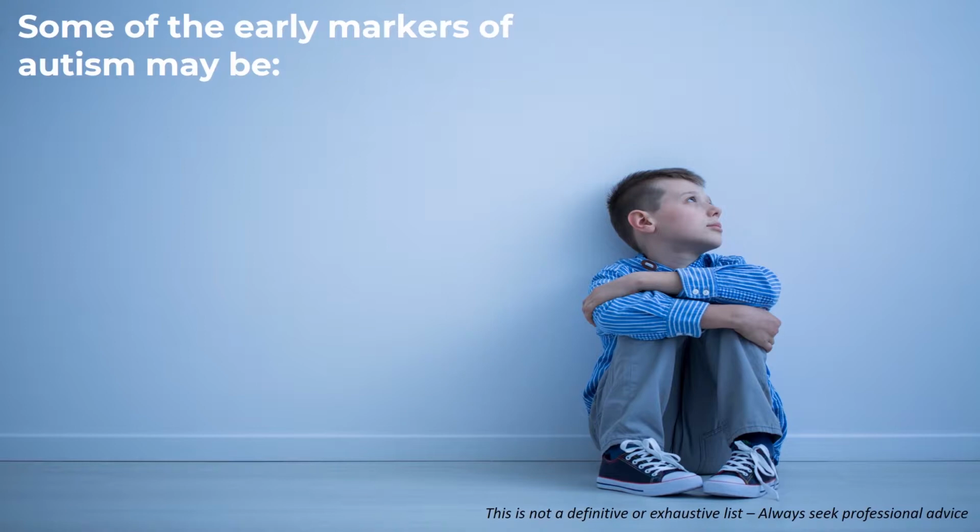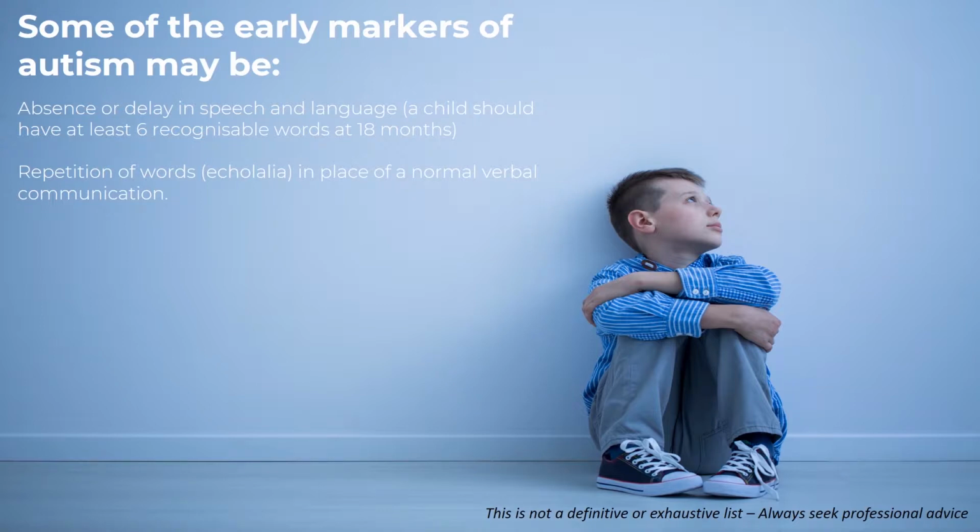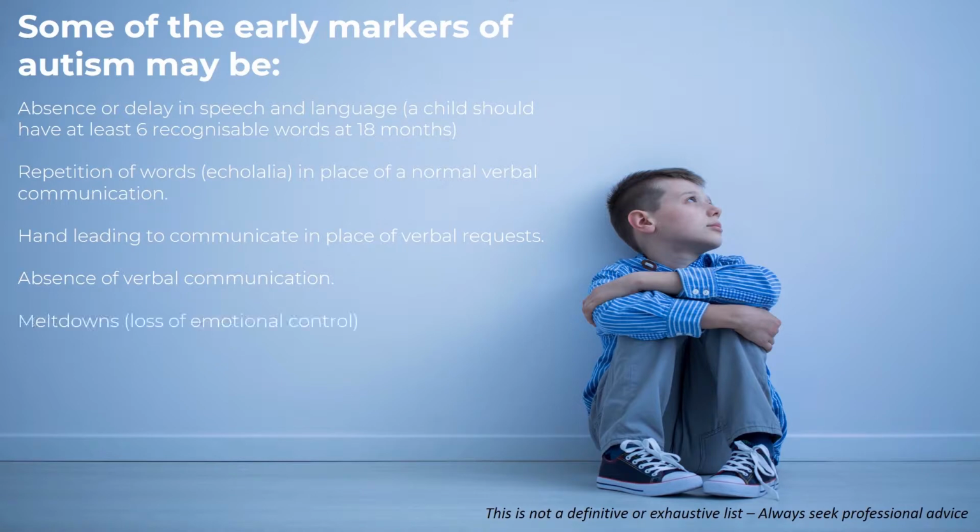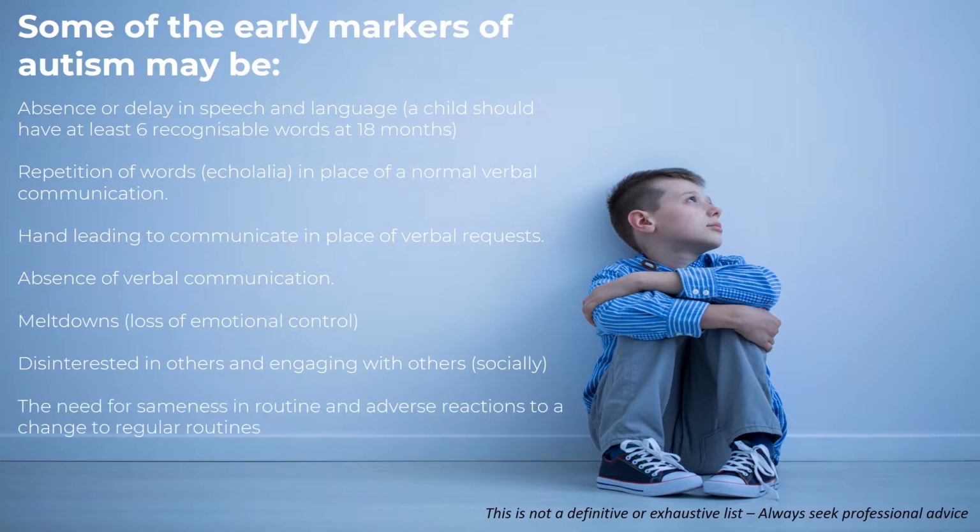Some of the early markers of autism may be absence or delay in speech and language. A child should have at least 6 recognizable words at 18 months. Repetition of words, echolalia, in place of normal verbal communication. Hand leading to communicate in place of verbal requests. Absence of verbal communication. Meltdowns, loss of emotional control, disinterest in others and engaging with others socially. The need for sameness and routine, and adverse reactions to a change to regular routines. This is not a definitive or exhaustive list. Always seek professional advice.